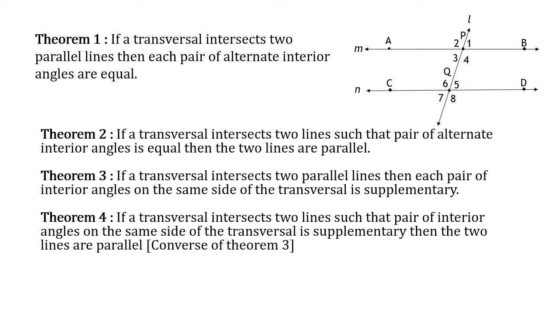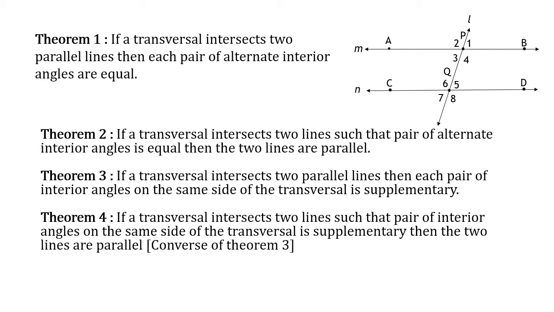Now theorem 1: if a transversal intersects two parallel lines, then each pair of alternate interior angles are equal. So which are the alternate interior angles here? 3 and 5, and 4 and 6. So these are the theorems we have got in the exam. These are only for understanding.